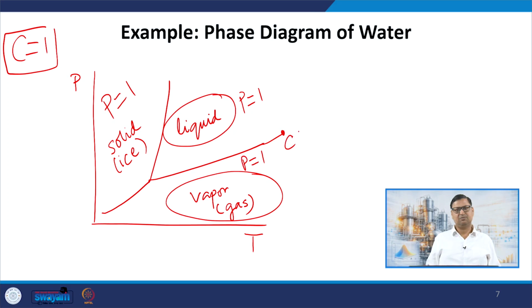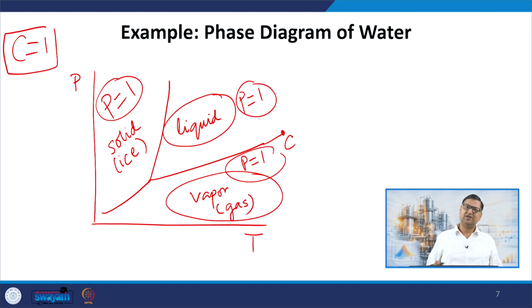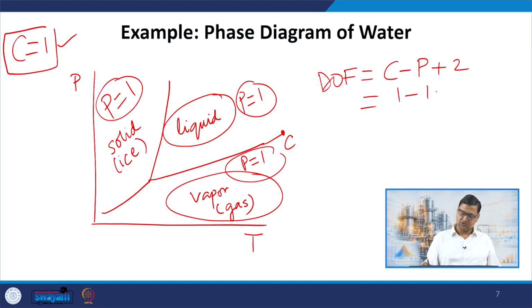Eventually, there is a critical point and there is a continuous transition beyond the critical point, but let us stay below the critical point. We can discuss it, or you may have seen this in the thermodynamics course. So, I am not going beyond the critical point, I am staying below the critical point, right. So, now clearly for liquid water or ice or water vapor, P is equal to 1. So, what does the Gibbs phase rule tell me? It tells me that my DOF is equal to C minus P plus 2, which is 1 minus 1 plus 2.